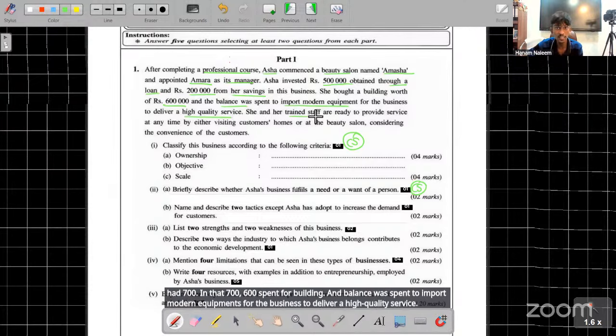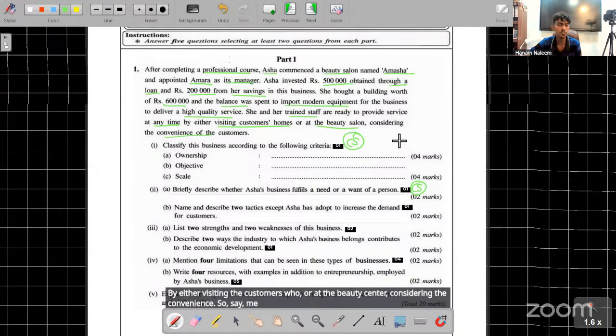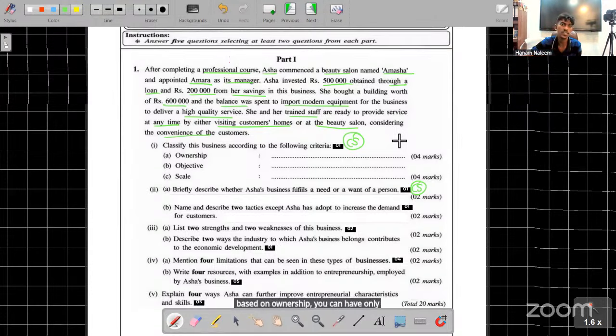She and her trained staff are ready to provide service anytime by either visiting the customer's home or at the beauty center, considering the convenience. So, say me, based on ownership, what type of business is this? Based on ownership, you can have only two, private or public. So it's a private sector.